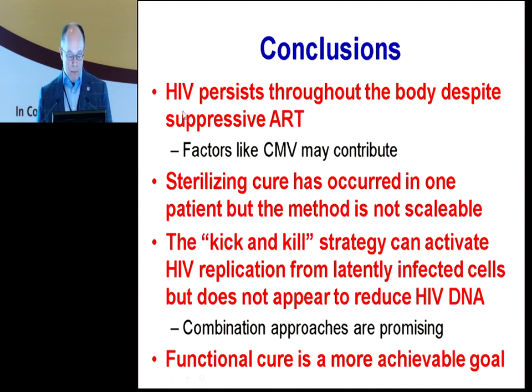So just to conclude, HIV persists throughout the body despite suppressive ART. Factors like CMV and others may contribute. A sterilizing cure has occurred in one patient, but the method is not scalable, meaning we can't apply it to a large number of people. The kick and kill strategy can activate HIV replication from latently infected cells, but does not appear to reduce HIV DNA, but combination approaches are promising, and a functional cure, I think, continues to be a more achievable goal than a sterilizing cure.